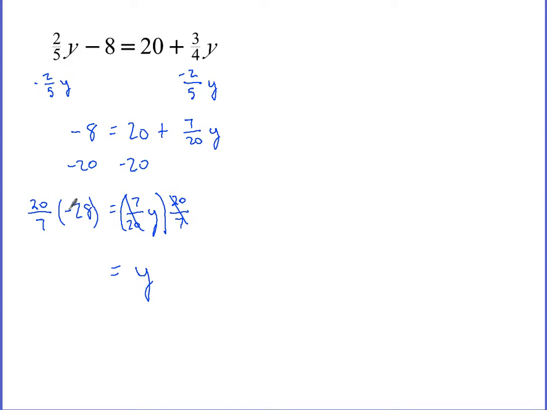And then to multiply a whole number times a fraction, you don't even have to use a fraction button. I'm just going to multiply 28 times 20, divide by 7. And I can do that all on the calculator. So 28 times 20, divide by 7 is 80. And then I see that I have a negative times a positive. So it's negative 80 for my solution.